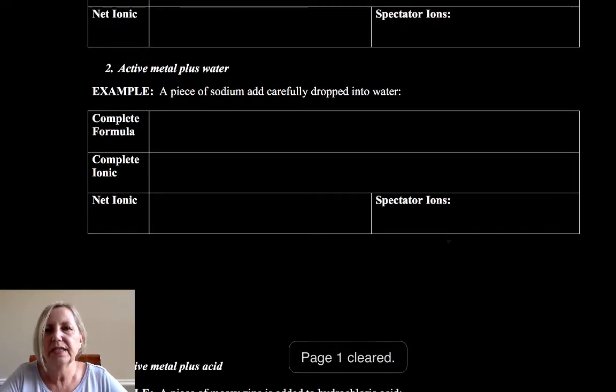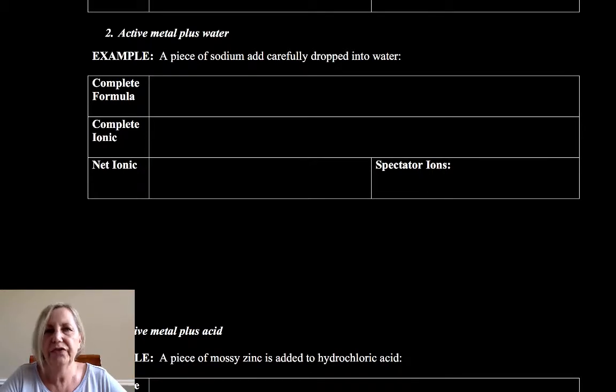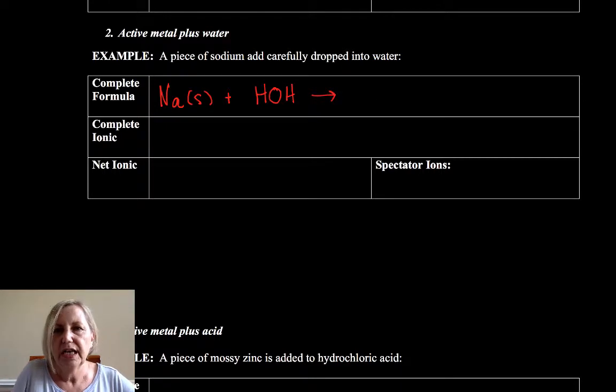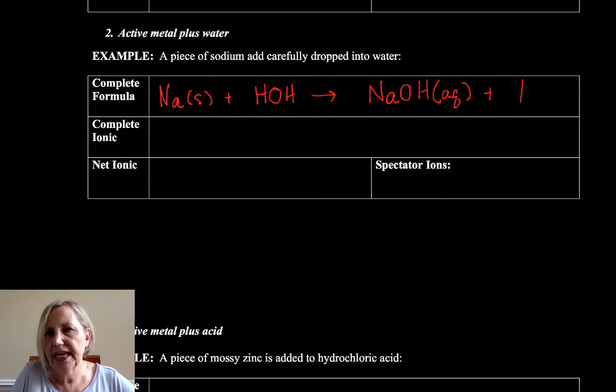A piece of sodium is added carefully to water. So I have sodium solid plus water. I like to write that as HOH. I'm going to get sodium hydroxide, aqueous, and hydrogen gas.